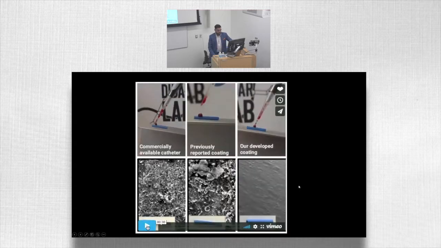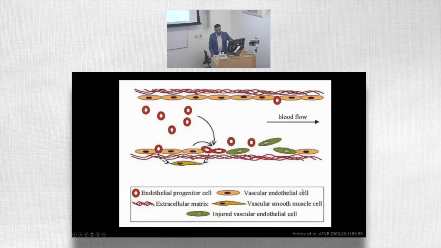The holy grail, however, of medical device coating is this concept of biomimicry, where if you can get the surface of a device to be unrecognized, like normal healthy vasculature is unrecognized, then you never need to worry about it clotting or stenosing or any of that. And the way you achieve that is through endothelial ingrowth.